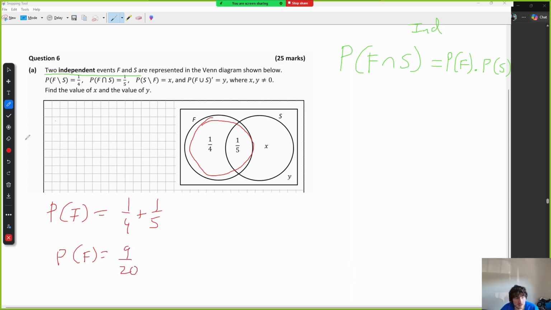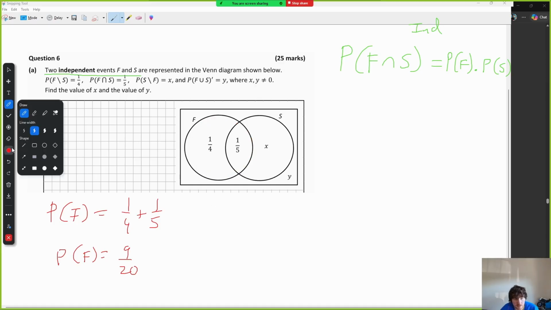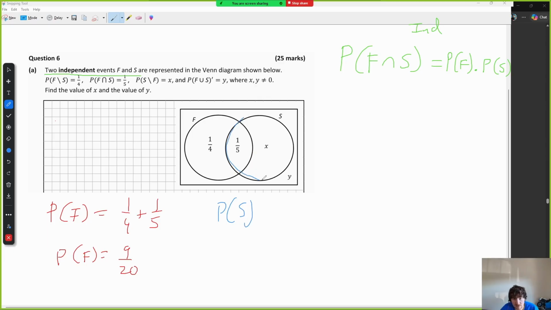Okay. We can also write down what the probability of s is from our diagram. Let me get another color. Probability of s will be everything in the s circle. So you can see it's a fifth plus x. Okay, so that's great that we have that. So now we can use that information up here. Can you see this? We have probability of f and probability of s, and we know f intersection s is a fifth from our diagram. So this should be able to get us x.